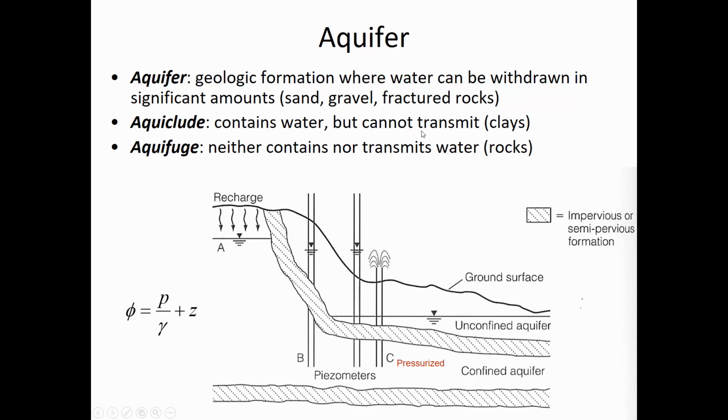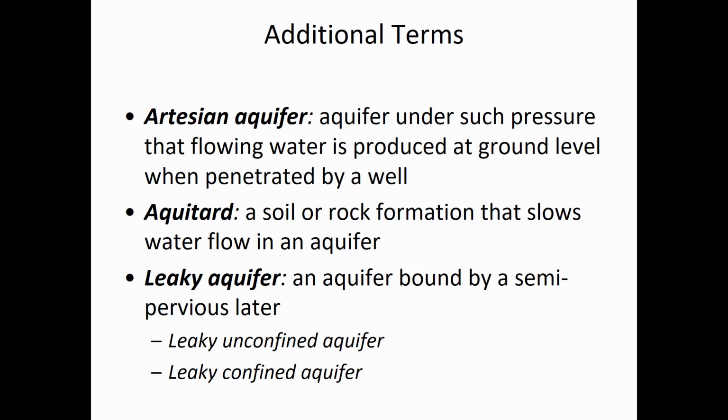So some of the terms that are shown here: an aquiclude contains water but can't transmit it because of a low hydraulic conductivity, like clays. And an aquifuge is rocks, where it doesn't have water and it doesn't transmit water, and so it can still be a confining layer. Rocks can be confining because they have a low or no hydraulic conductivity, but they don't contain water and don't transmit it, unless there are cracks in the rocks.